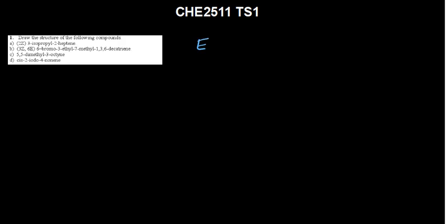E means the highest priority groups are on the opposite side, and Z means the highest priority groups are on the same side. The memory aid that I usually use to memorize this is E for opposite, like opposite, and Z for the same side. So this is the memory aid that I use.